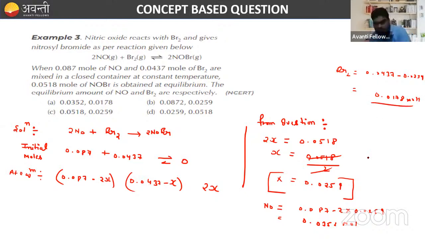Which one is the correct answer for this question? In this question they asked you to calculate the equilibrium amounts of NO and Br2. So NO we have 0.0352 and Br2 0.0178. So the correct option is A. I hope you understand this question. Anyone having any kind of doubt, you can ask.